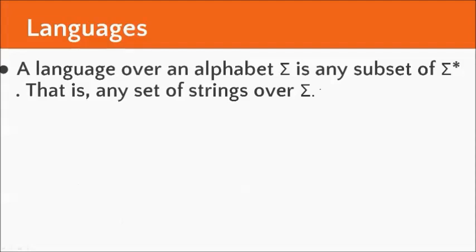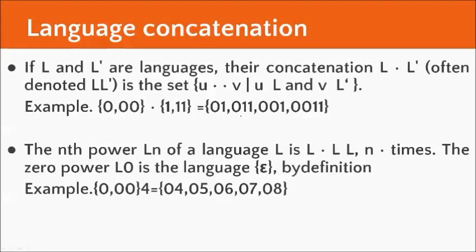Next, a language over an alphabet is any subset of this alphabet's set of all strings. Okay, that is any set of strings over an alphabet. So language concatenation. Again, be familiar with the notations. L means language. Either you're going to denote it with this one, or if you're going to denote the language with the n power, use L^n. Okay.